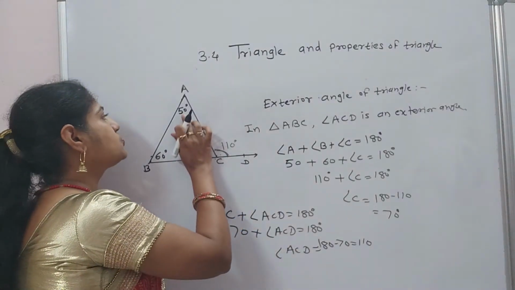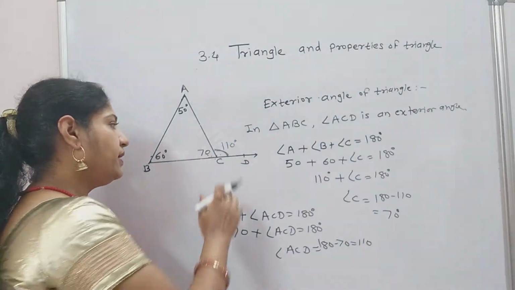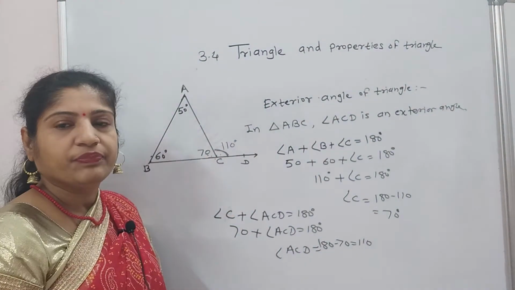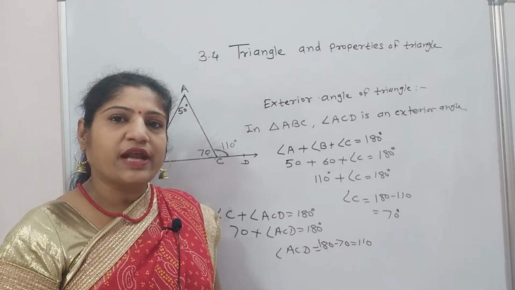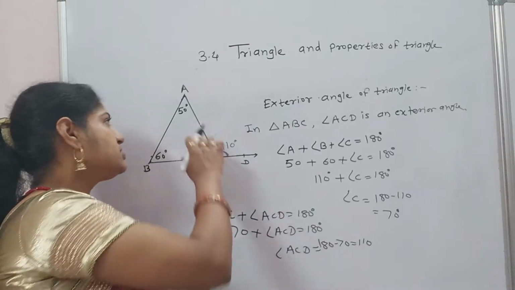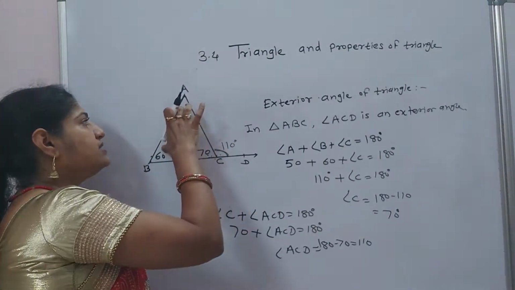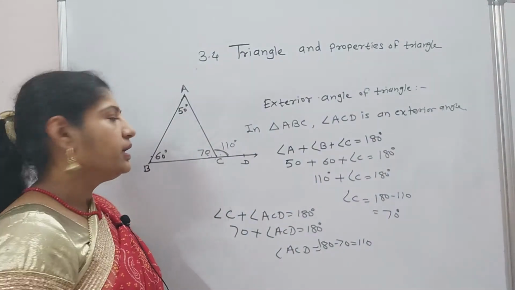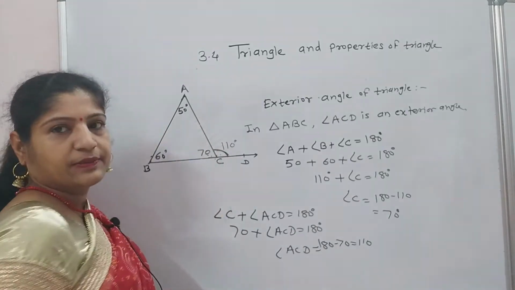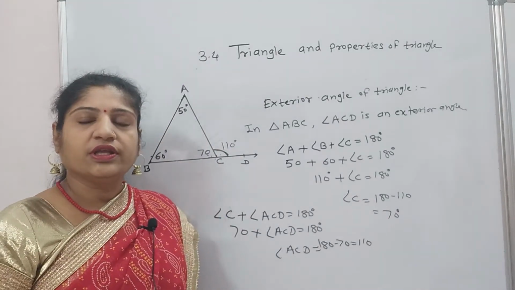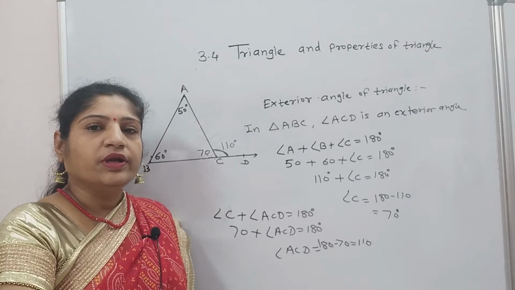So observe these two numbers: 50 plus 60 is 110. This is also 110. So we say that the measure of the exterior angle is equal to the sum of the remote interior angles. These two are called the remote interior angles. 110 equals 50 plus 60. The measure of the exterior angle is equal to the sum of the remote interior angles.